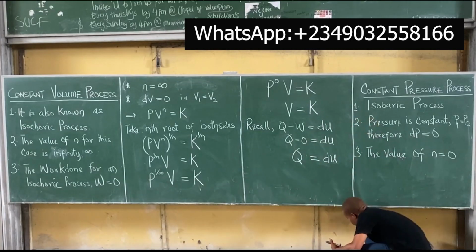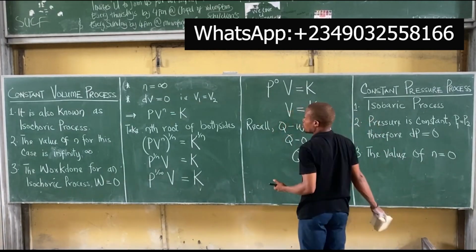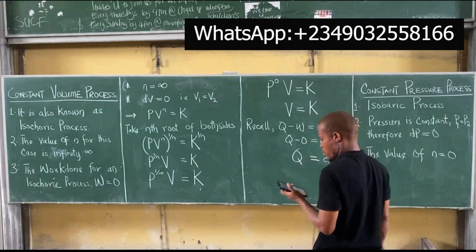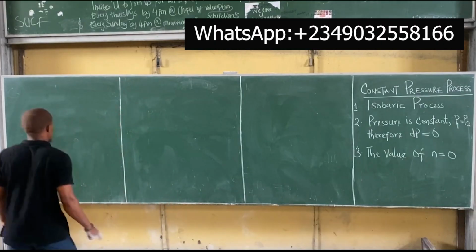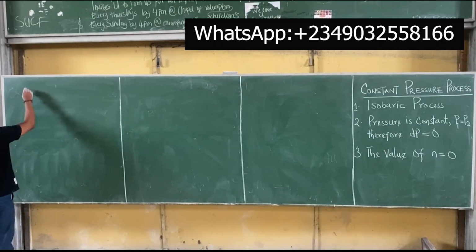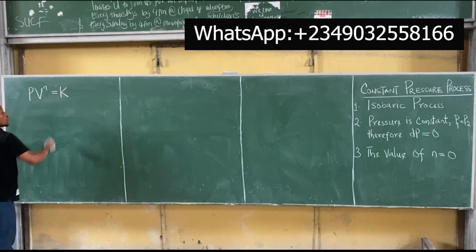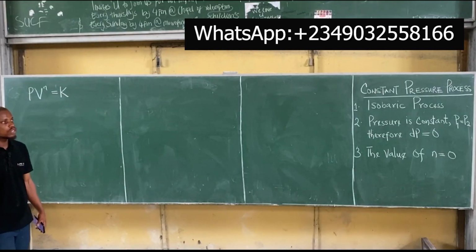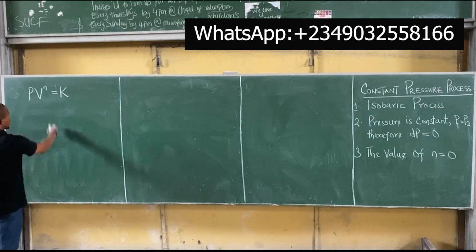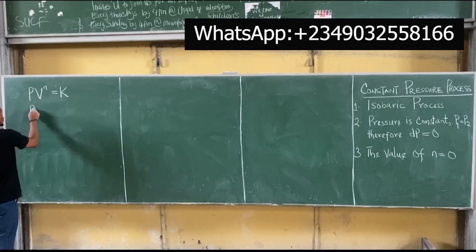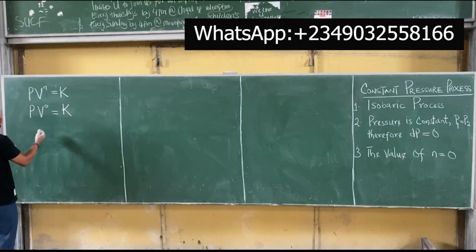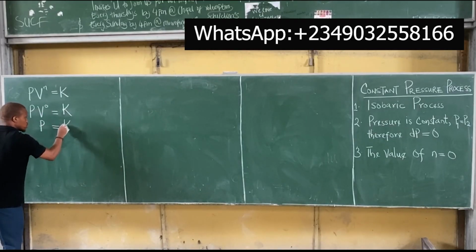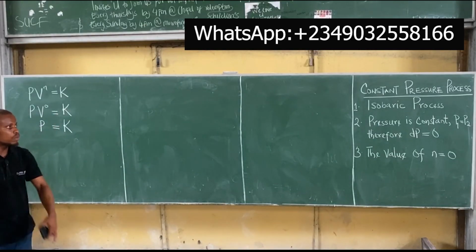So let's calculate. Let's prove that pressure is constant. Recall that for a polytropic process, PV raised to power n equal K. And since we are dealing with a constant pressure process or isobaric process, we know that n equals 0. So we then have that, anything raised to power 0 is 1, so I have P equal to a constant. That is for your constant pressure process.